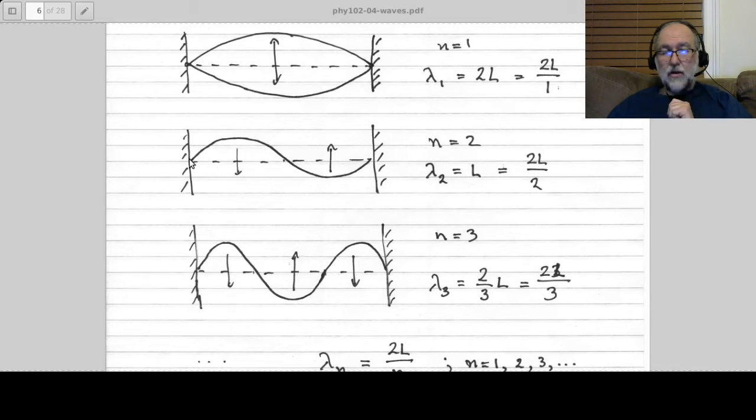So here you have a node there, a node in the middle, and then a node at the other endpoint. So for n equals 1 there are 2 nodes, for n equals 2 there are 3 nodes, for n equals 3 there are 4 nodes. There's a node there, there, there, and there. The point of the string that never moves, always stays at equilibrium, that's called a node. Where the string moves the most, those are called antinodes. Here where you see my arrow up and down, that's an antinode. That's an antinode there, and that's an antinode. Between the nodes, there's an antinode.